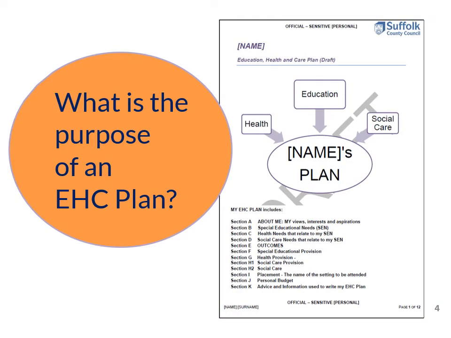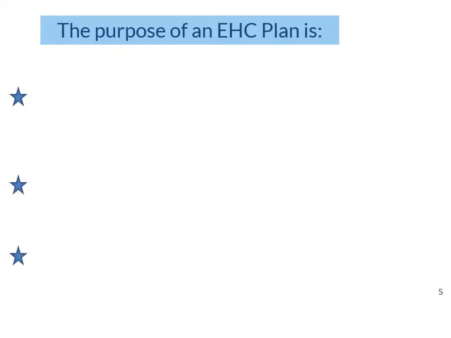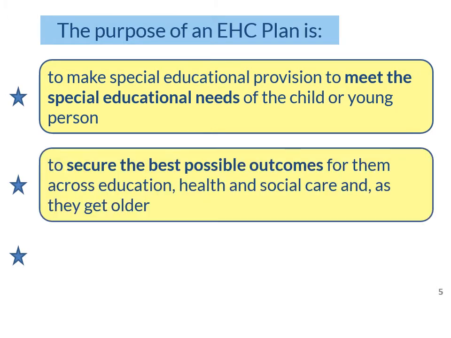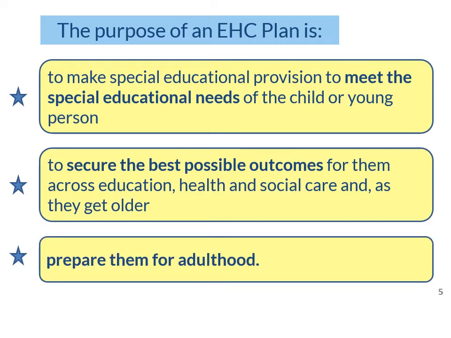In order to understand the purpose of an annual review, we need to first understand the purpose of an EHC plan. So just to be clear, the purpose of an EHC plan is to make special educational provision, that means support, to meet the special educational needs of your child or young person. Also, to secure the best possible outcomes for them across education, health and social care, and I'm going to explain what we mean by an outcome in a minute, and as they get older, to prepare them for adulthood.